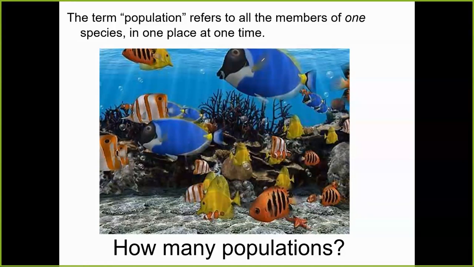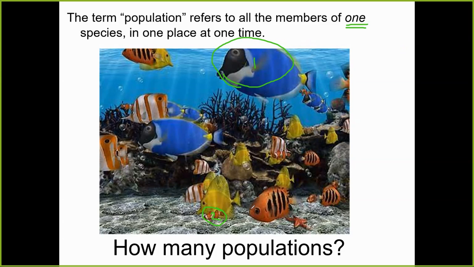One thing that I want to remind you of, and this is not in your notes, but that's okay, is what the definition of a population is. A population refers to all of the members of one species in one place at one time. So, if I'm looking at this picture of this coral reef, I see these blue kind of Dory-looking fish. That is one population.